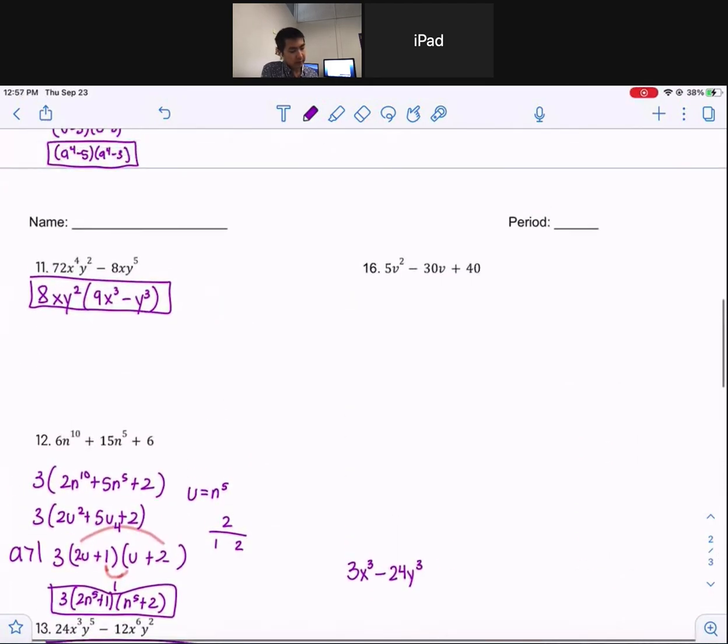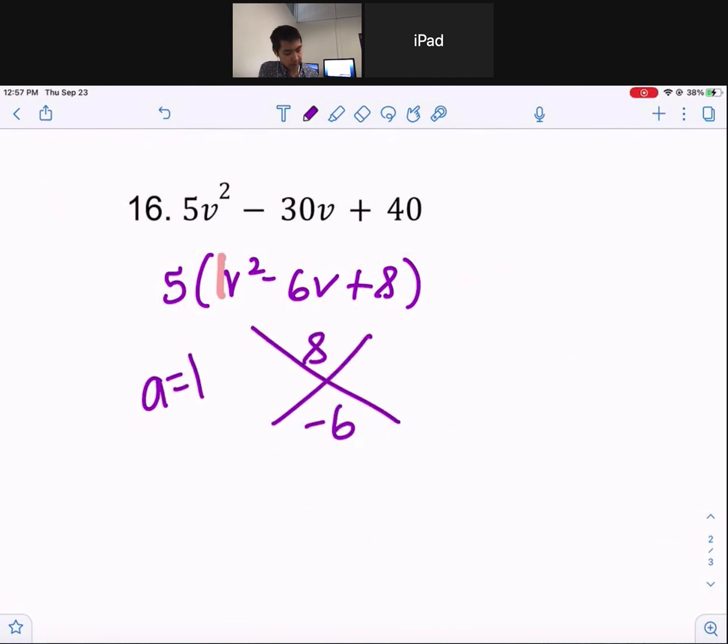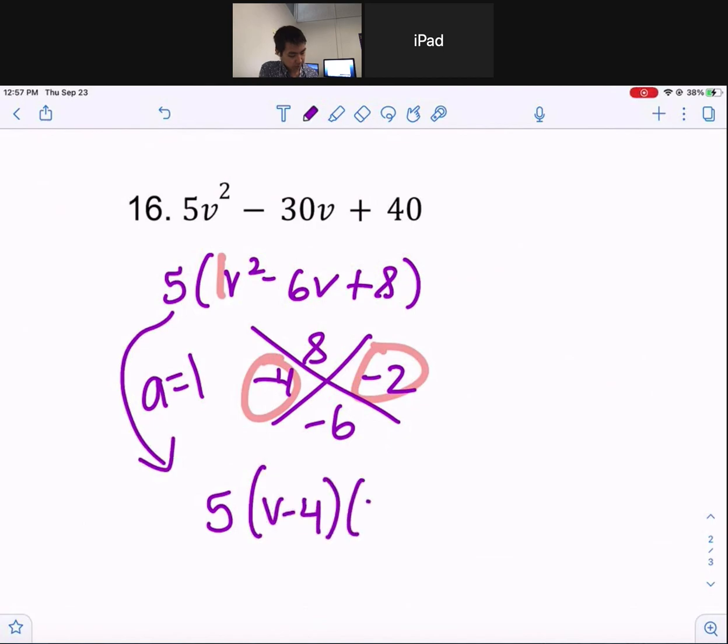And lastly, 16. Can you factor out something from each term? Yes, a 5. 30 divided by 5 is 6b. 40 divided by 5 is 8. We have three terms, so is it a equals 1, a greater than 1, or u sub? It is certainly an a equals 1 situation. 8, negative 6, negative 4, negative 2. And because it's a equals 1, just the side numbers, right? Don't forget the 5, v minus 4, v minus 2.